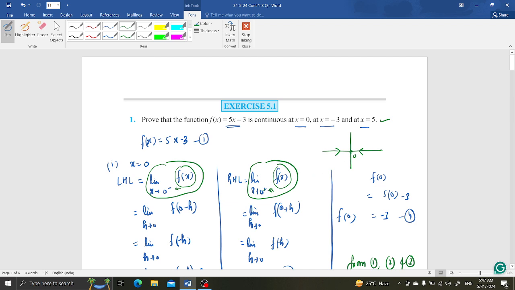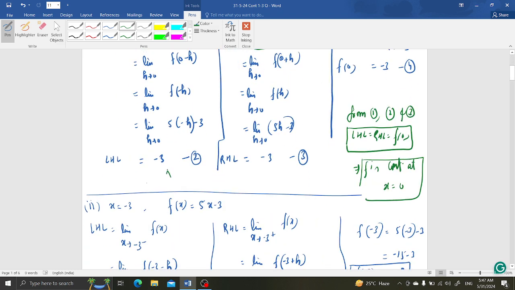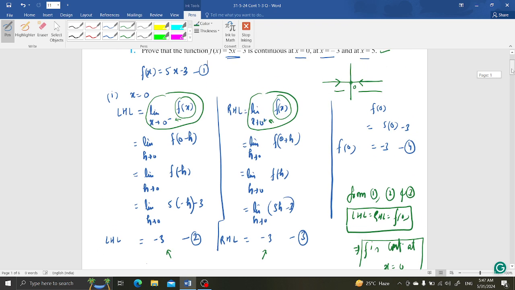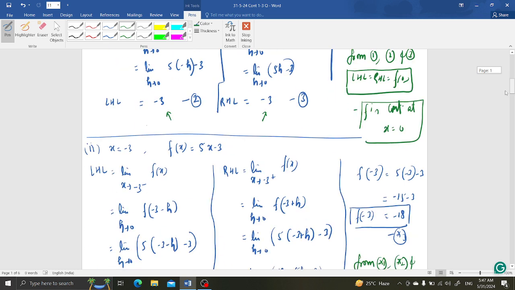If in both cases, when x moves towards 0 from the left side or from the right side, f(x) moves towards the same point, here we get minus 3 and minus 3. It means f(x) moves towards minus 3. Whenever x moves towards 0 from the left or right side, f(x) moves towards the same number, that is minus 3, and the function value is also minus 3. Hence we say the function is continuous. That is the actual meaning.